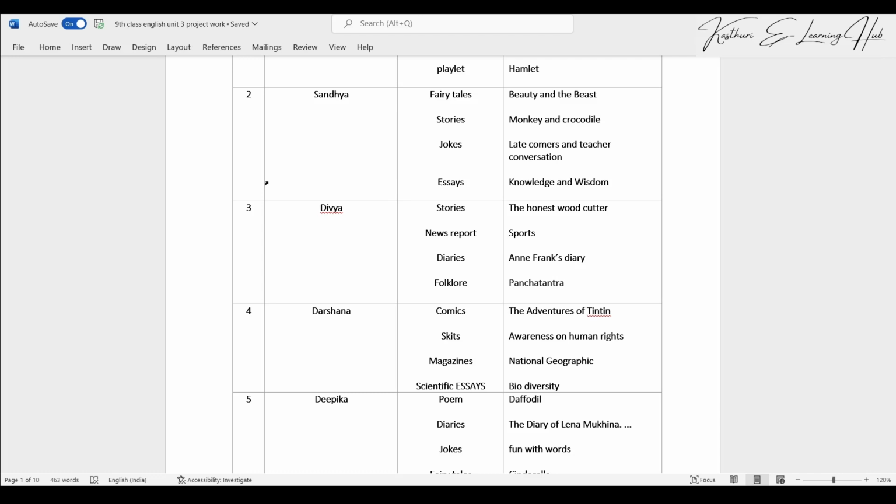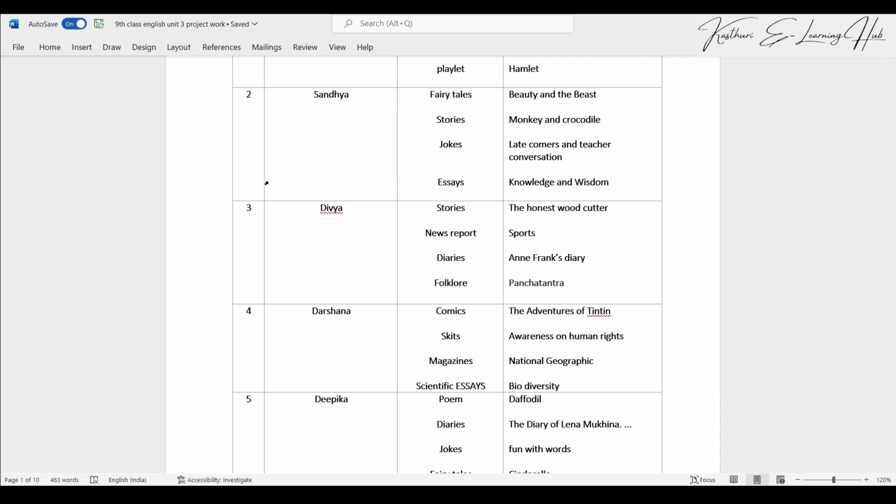Here I suggested you to collect about four materials as per their preference: first preference, second preference, third preference, and fourth preference. So that's student number 2, Sandhya. Whatever is the child's name, you ought to write that name. And whatever material the child wants to be included, you need to write. Fairy tales, stories, jokes, what? Latecomers and teacher conversation related jokes they want. So like that you have to ask and make it into data and write it.